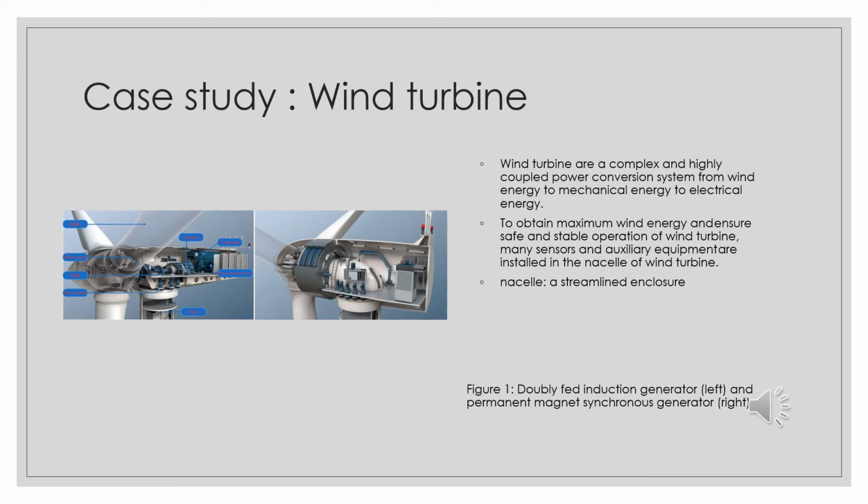Okay, next we go to the case study about wind turbines. Wind turbines are a complex and highly coupled power conversion system from wind energy to mechanical energy to electrical energy. To obtain maximum wind energy and ensure safe and stable operation of the wind turbine, many sensors and auxiliary equipment are installed in the nacelle of the wind turbine. As we can see in figure 1, double fed induction generator on the left and permanent magnet synchronous generator on the right side.